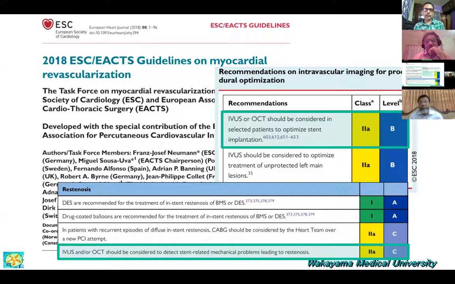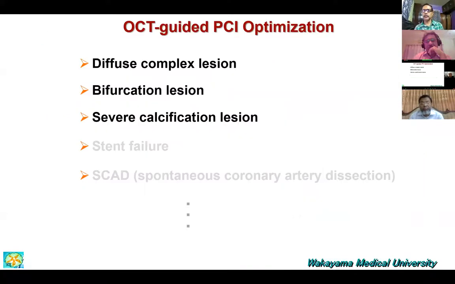Based on these data, the ESC guideline states that IVUS or OCT should be considered in selected patients to optimize stent implantation. Also, there is a similar recommendation for in-stent restenosis as shown at the bottom. Therefore, IVUS or OCT at the moment are equally recommended to get an optimal result. So there are lots of complex lesions, diffuse complex lesions, as Professor Malik demonstrated today, and bifurcation lesions, severe calcification, and so on.